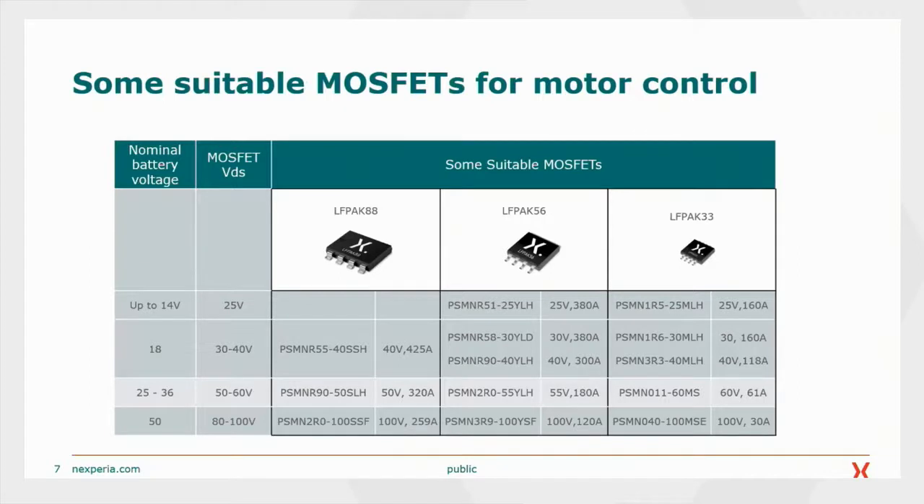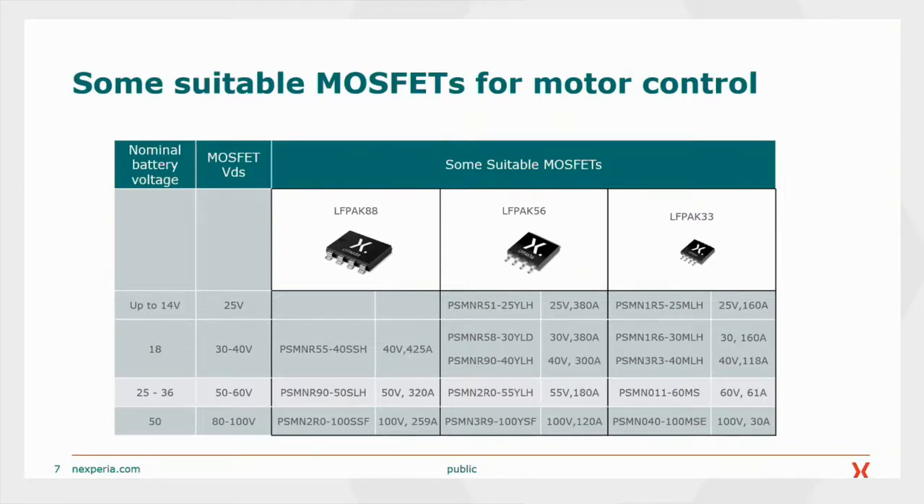So just to highlight some MOSFETs which we see as suitable for motor control. On the left there, you can see we've got a nominal battery voltage. For up to 14 volts, we'll typically see a MOSFET VDS rating of maybe 25 volts. For 18 volts, we see a 30 to 40 volt rating. And you can see there at the 40 volt rating, we've got an LFPAK88 device. This is 425 amp rated. It's a 0.55 milliohm device in an 8x8 package.